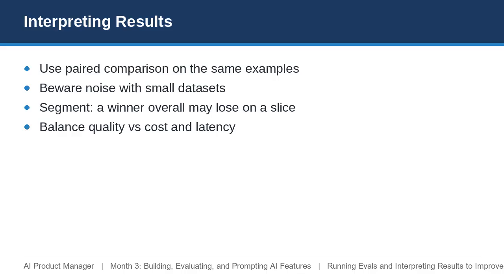Interpret carefully. Compare variants on the same examples for sensitivity, and look at per example wins and losses, not just the mean, since small differences may be noise. Segment your results, because a variant that wins overall might lose on, say, the Spanish language slice. And weigh quality against cost and latency, which are real product constraints.